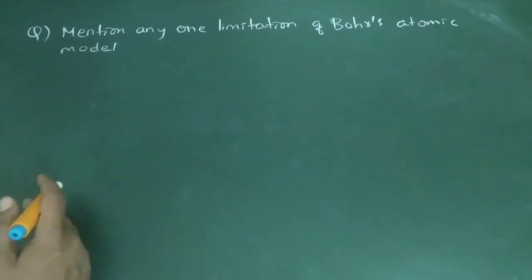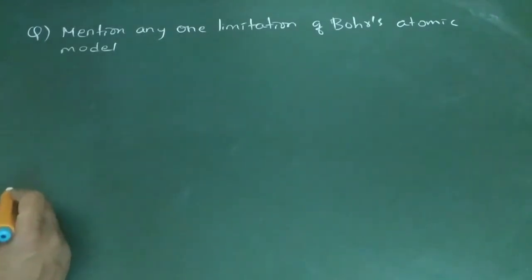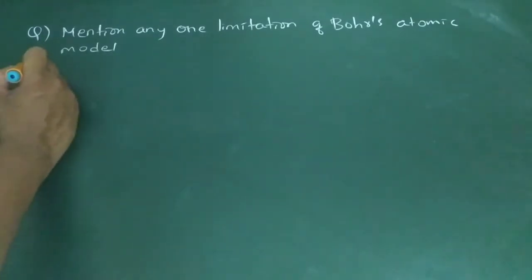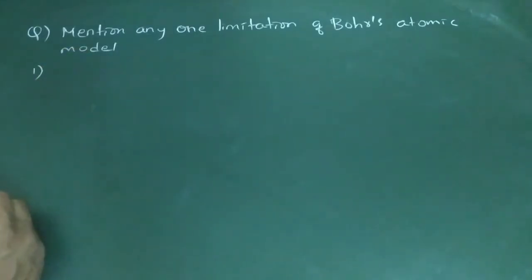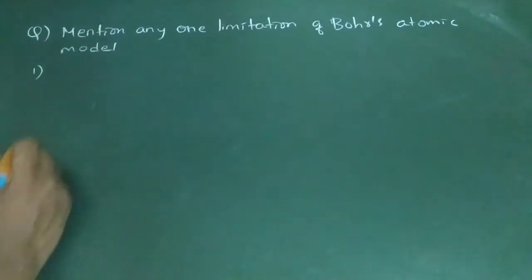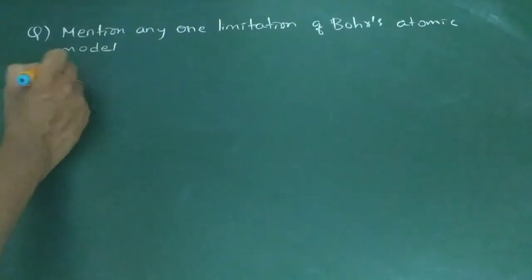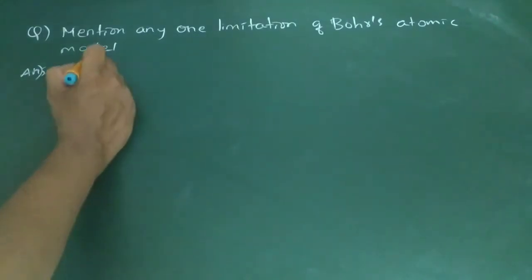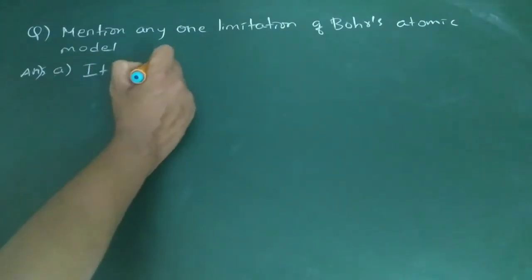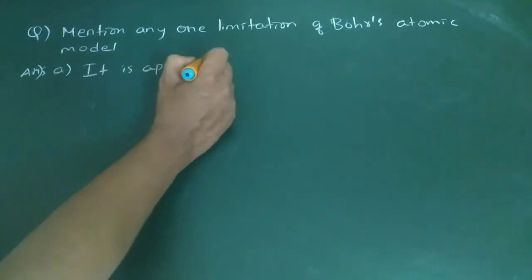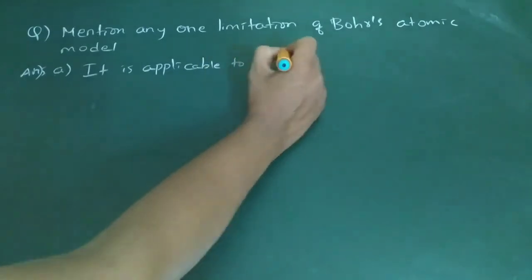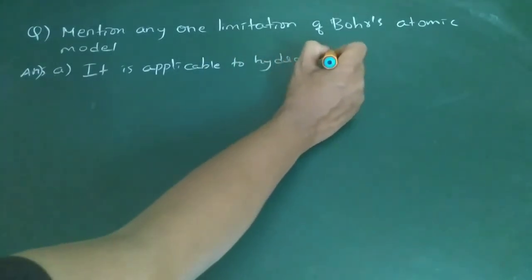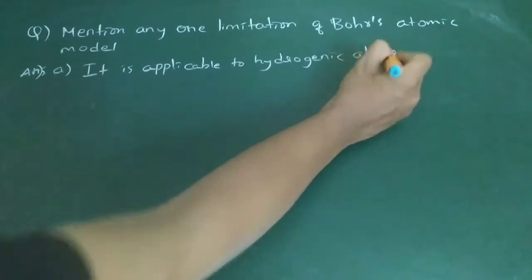This is one of the questions which was given. Mention any one limitation of Bohr's atomic model, and we have 2 to 3 in your material. So we'll just write 2 important limitations. One is, it is applicable to hydrogenic atoms. This point you have to write. Okay, this is one important point.